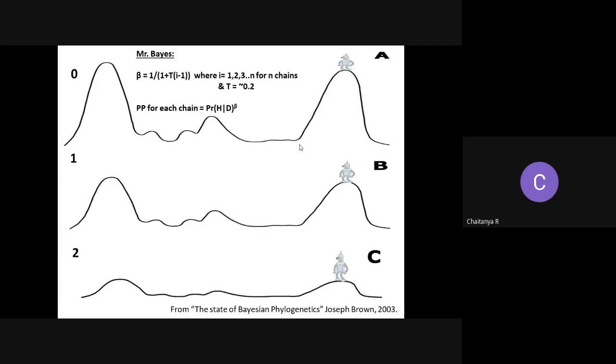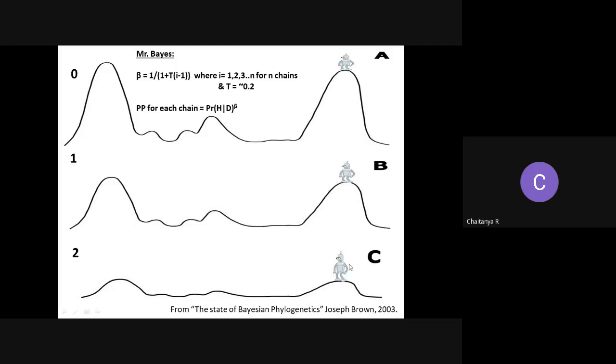It doesn't make any changes to the probability space because its beta value is 1. But for chain B, the beta value is actually a fraction, which is less than 1. So the way chain B perceives the probability space, it looks as though the probability space has melted. You see these tall peaks here, but for chain B, the peaks are smaller, right?